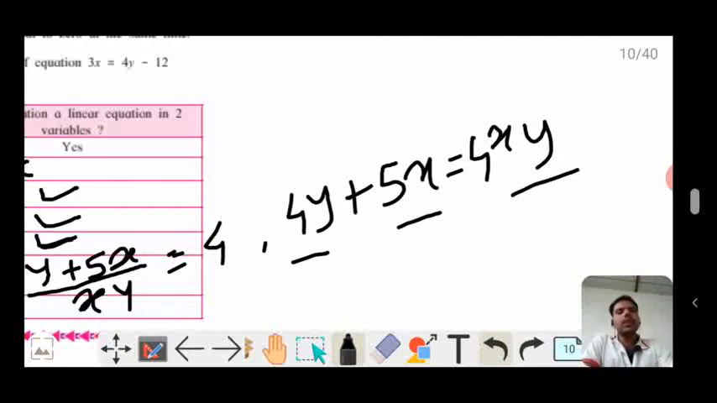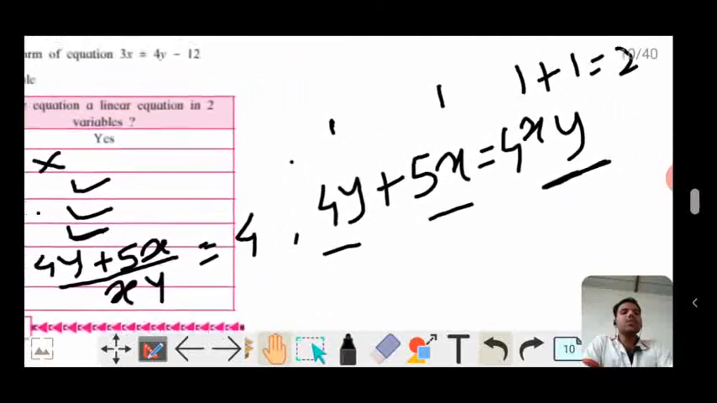Look at each term in the equation. Here the power of the variable is 1, and here also the degree of the variable is 1. But in the last term there are two variables in one term. So we write the degree of this term as the sum of the power of each variable, that is, it is equal to 2. So we can say this equation is not a linear equation in two variables.